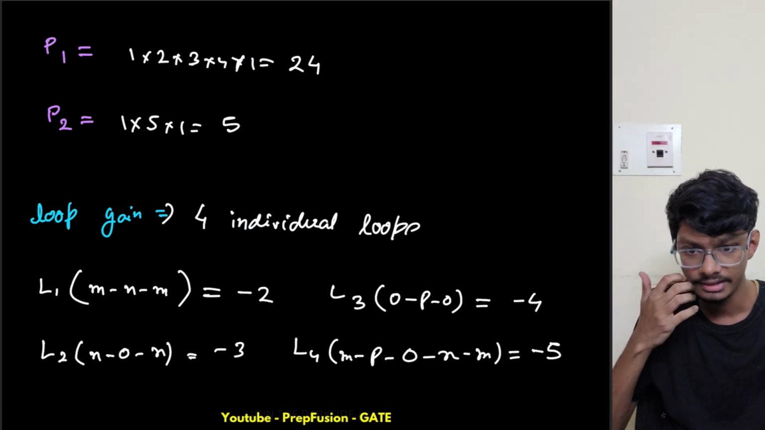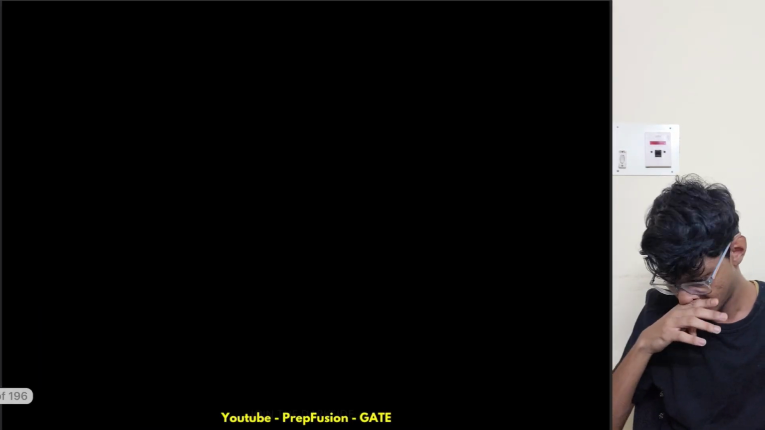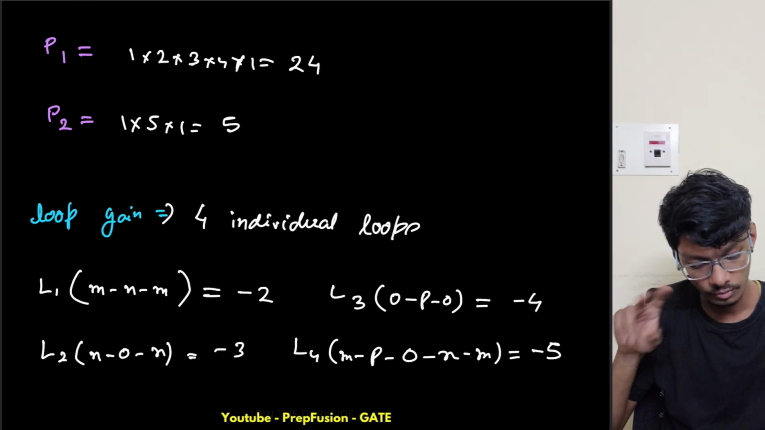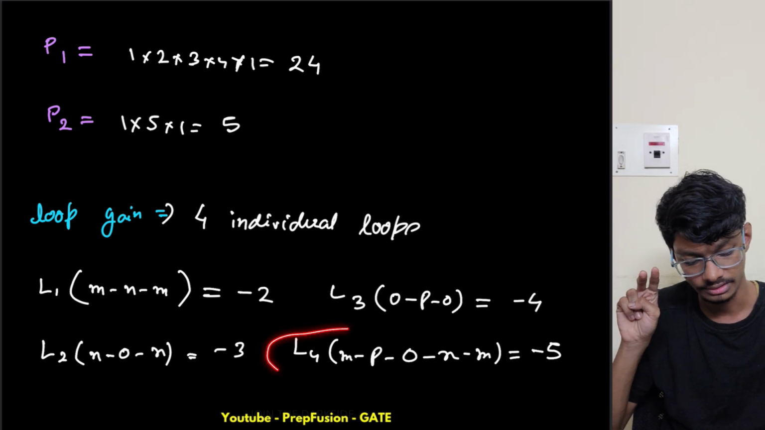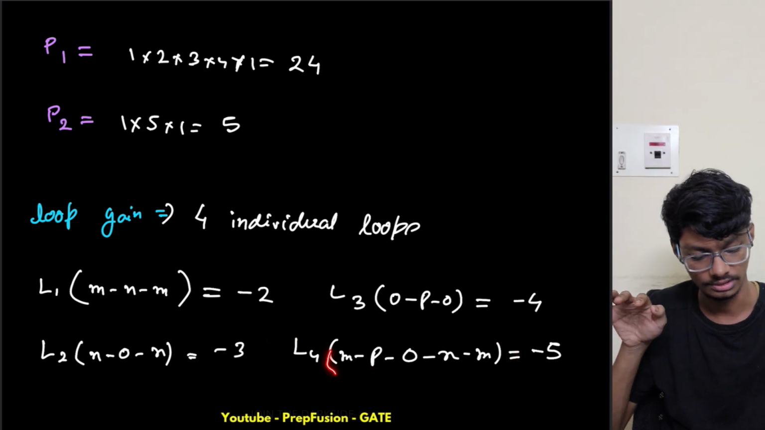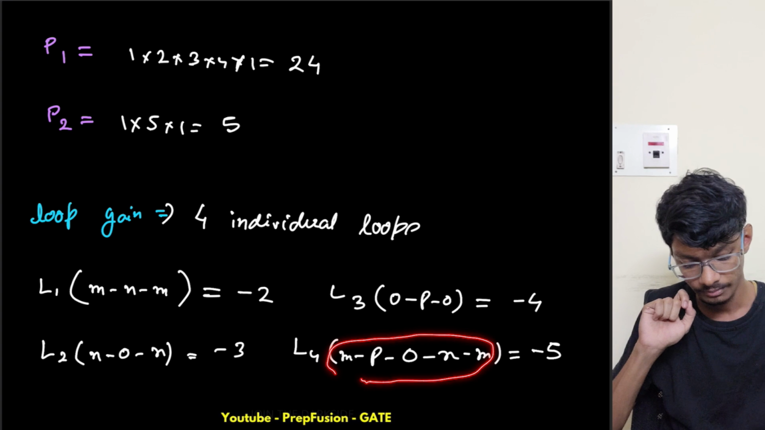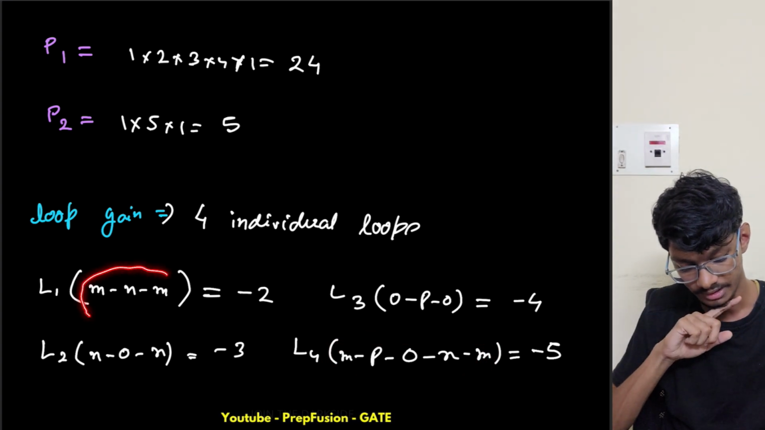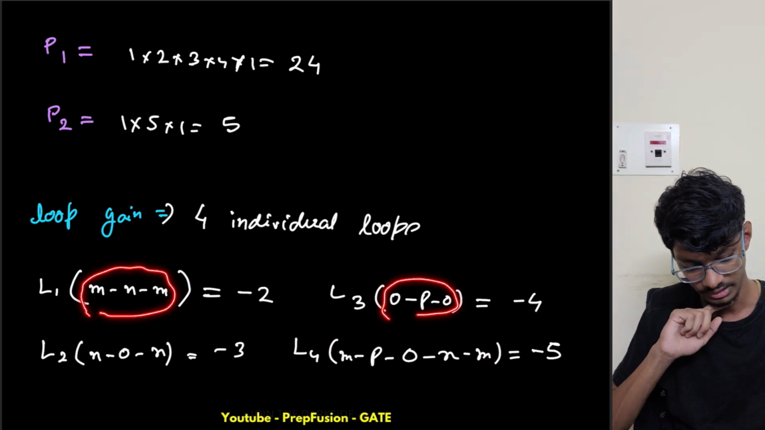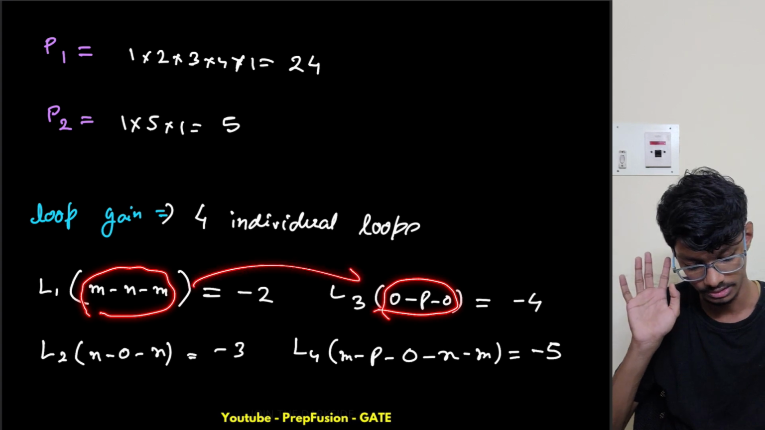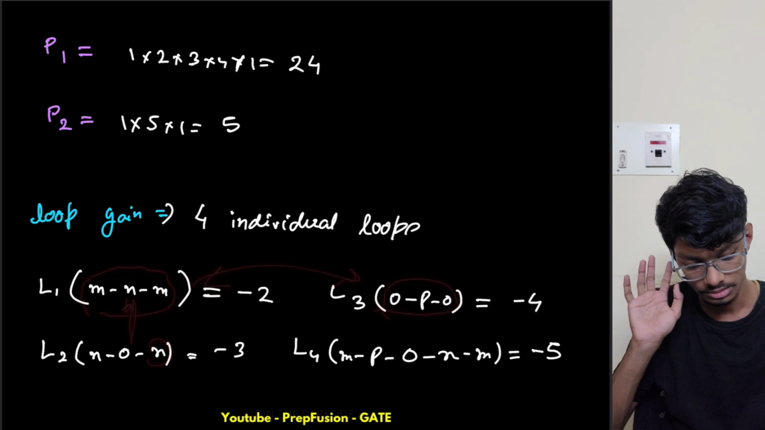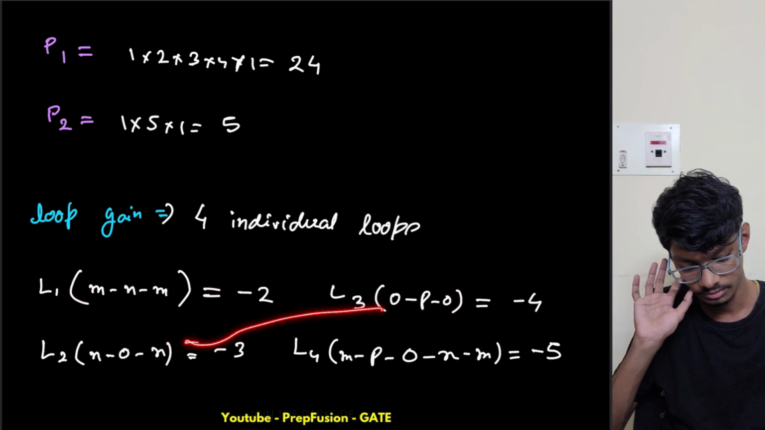Now, are there any non-touching loops? Are there any nodes which aren't common? This node is common with all of them, so all of the nodes are present over here. But what I can see is this has M and M. This doesn't have any N or M. Okay, this is non-touching. But these two are touching because N is common, and these two, O is common.